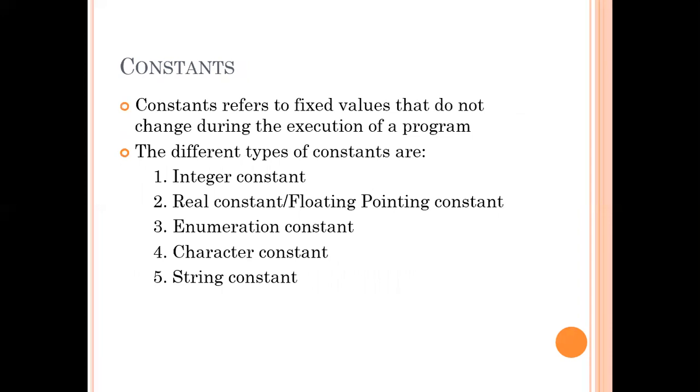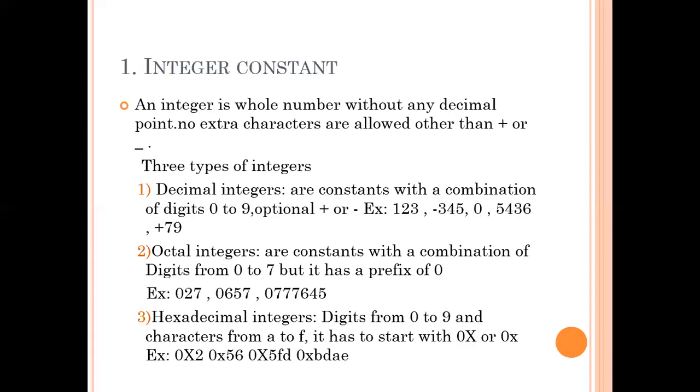Integer constant, real constant or floating point constant, enumeration constant, character constant, and string constant. Let us first talk about integer constant. An integer constant refers to a sequence of digits. There are three types of integers, namely the decimal integer, octal integer, and hexadecimal integer.